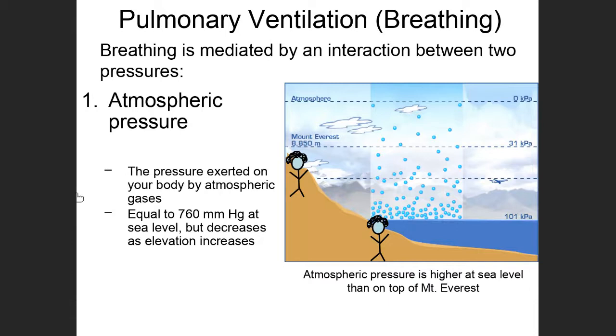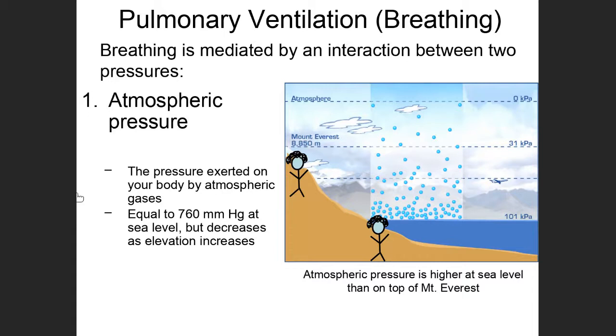And really all we have to do in breathing is set up a situation where pressure in the lungs, or intrapulmonary pressure, is lower than atmospheric pressure when we need to inhale, and then set up a situation where intrapulmonary pressure, or pressure in the lungs, is higher when we need to exhale, because air is just always going to move from areas of higher pressure to lower pressure.